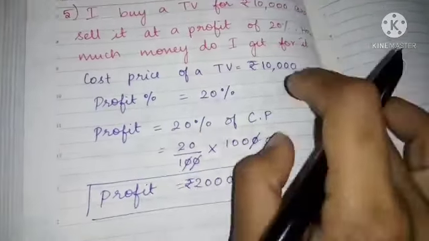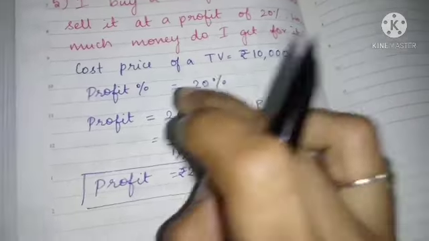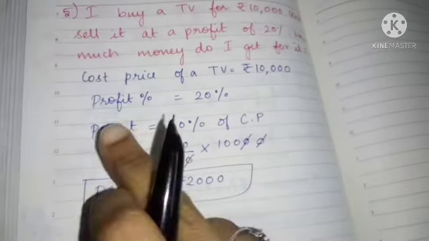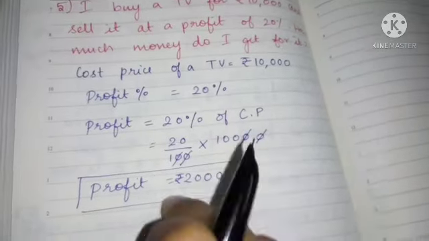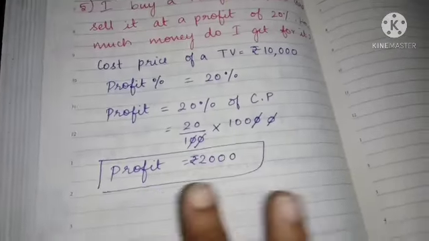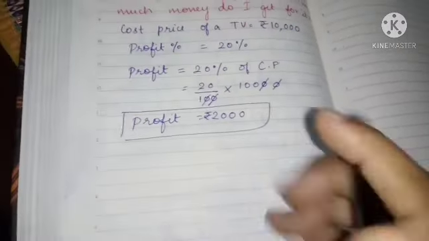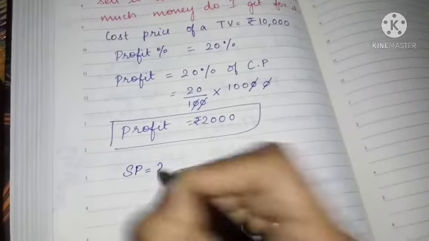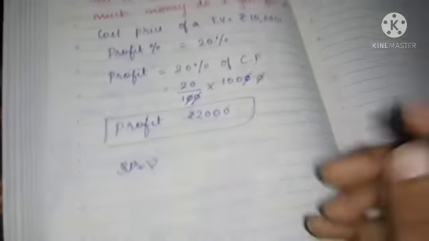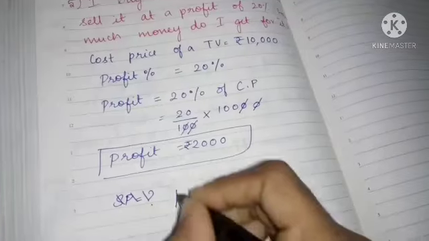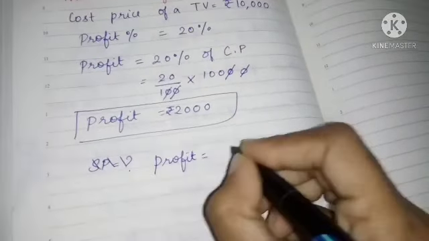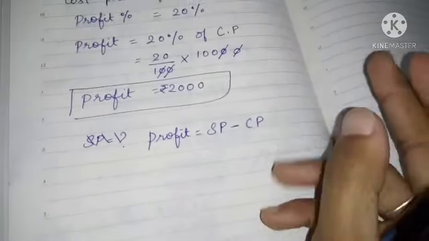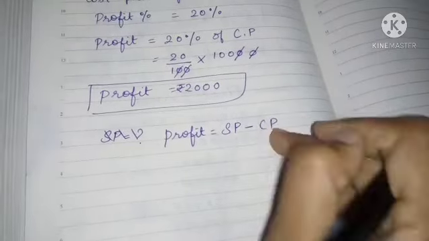Okay, so children, the cost price you know, the profit percentage is given, we should find the profit. 20% of the cost price will be the profit amount. 20 by 100 into 10,000, so 2,000 rupees. We got the profit amount. Now we should find the selling price. How will we find it? We don't know the selling price, correct? So what is the relation between profit, cost price and selling price? Profit is equal to selling price minus cost price, because the selling price will be larger when compared to the cost price.